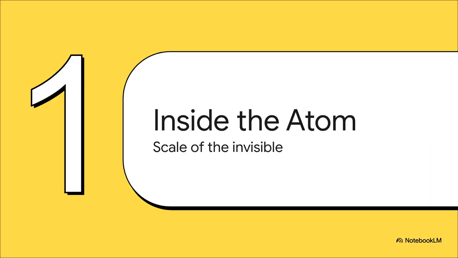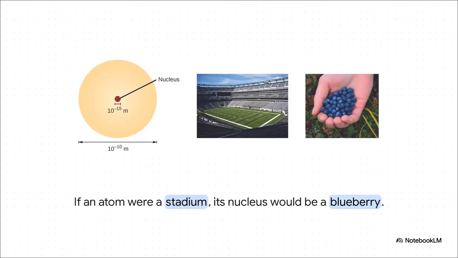So, starting with section 1, inside the atom, the scale of the invisible. To really put things in perspective here, the diameter of an entire atom is on the order of 10 to the power of -10 meters. The nucleus inside it is about 100,000 times smaller than that. To visualize this, if an atom were somehow magically expanded to the size of a massive football stadium, its nucleus, where almost all of its mass is actually concentrated, would literally be the size of a single tiny blueberry sitting right on the 50-yard line.